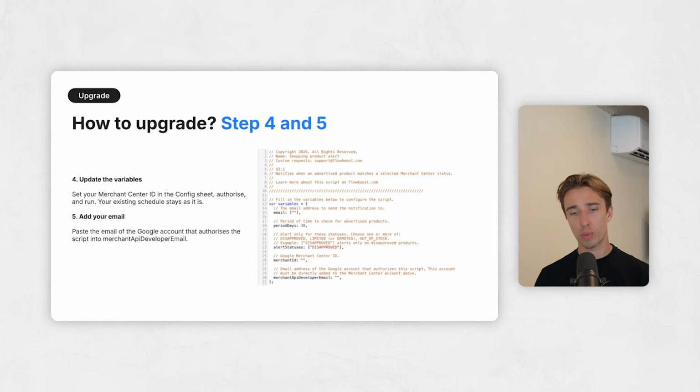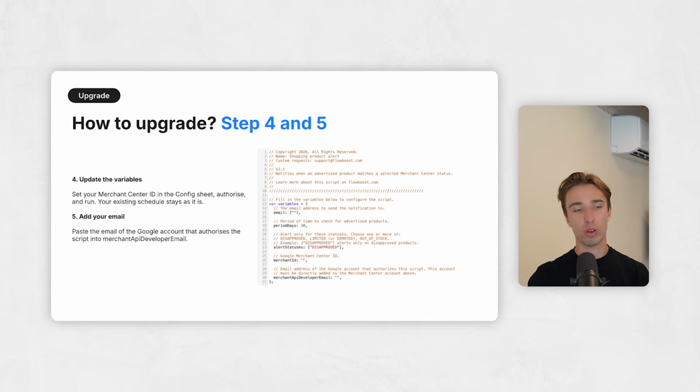Then you want to update your variables. For example, here it's the email, the period of days, the alert status that you have, the merchant ID, and the merchant API developer email. One of the biggest updates compared to the previous version with the Content API is that you have to set a merchant API developer email. That's one part of their security update that we have to set. And that merchant API developer email has to have admin access to the Merchant Center account.